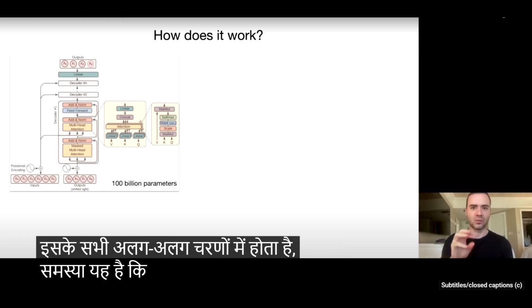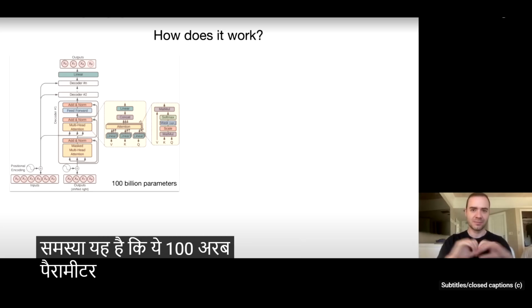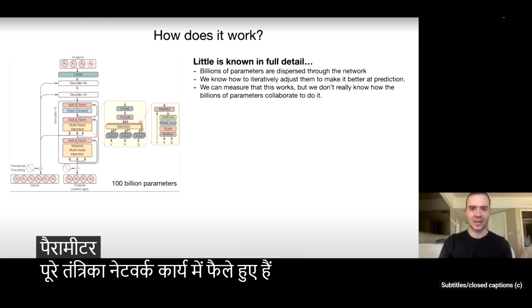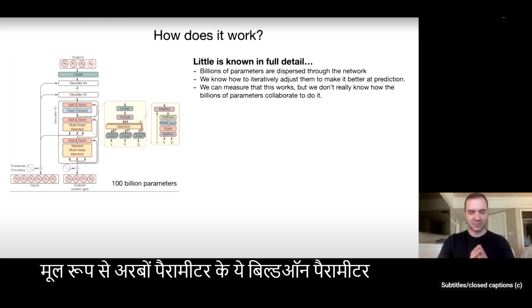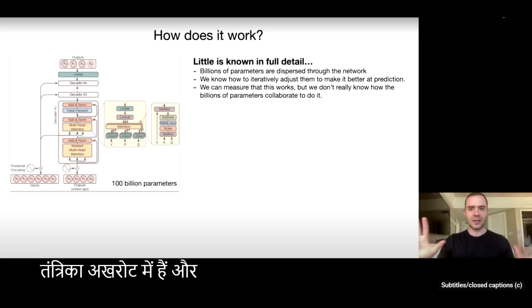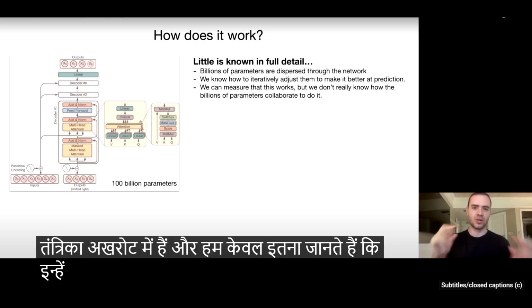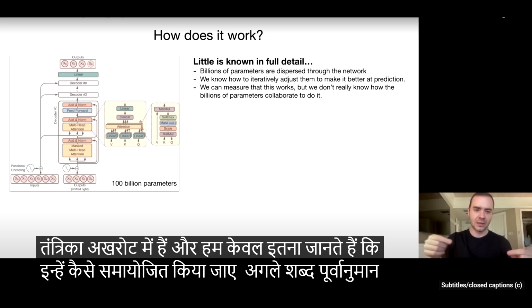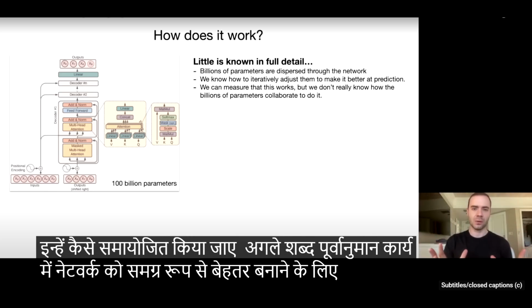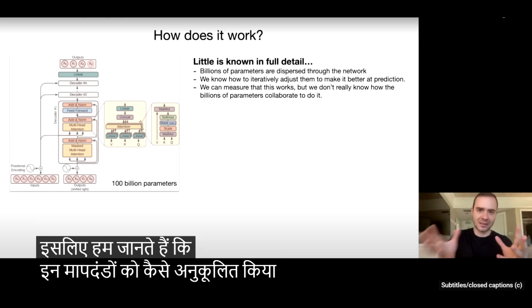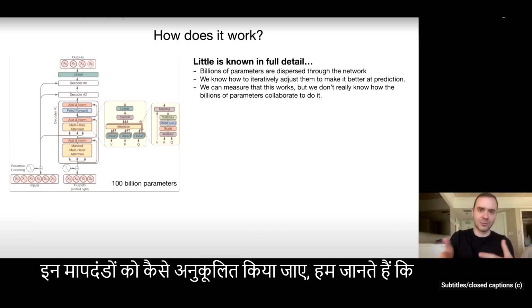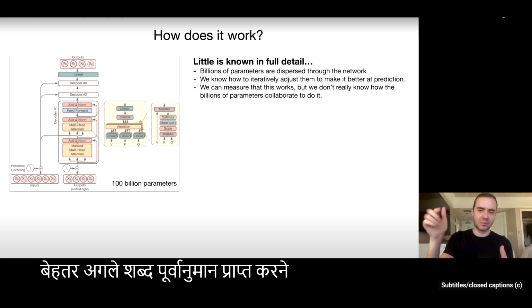The problem is that these 100 billion parameters are dispersed throughout the entire neural network. And so basically, these billions of parameters are throughout the neural net. And all we know is how to adjust these parameters iteratively to make the network as a whole better at the next word prediction task. So we know how to optimize these parameters. We know how to adjust them over time to get a better next word prediction.